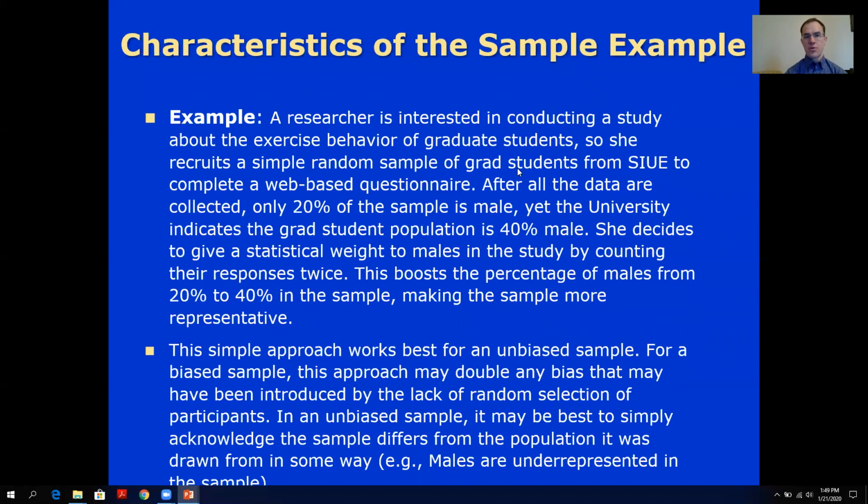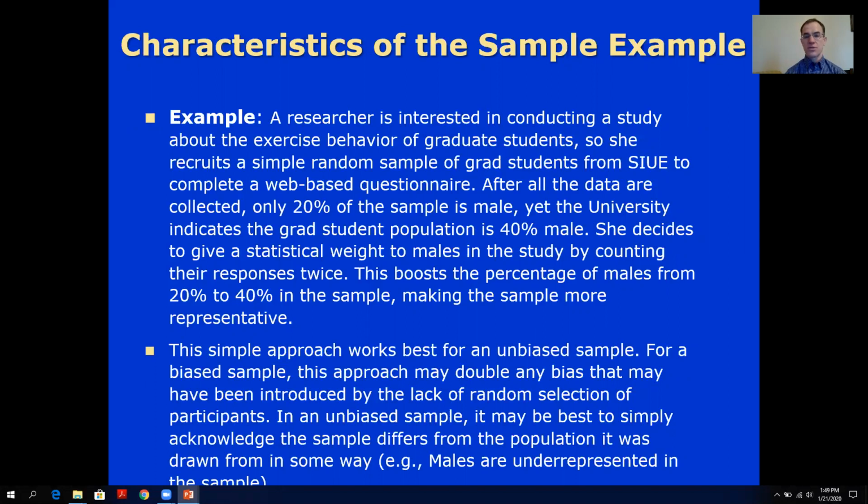So here's an example of the characteristics of the sample. Let's say a researcher is interested in conducting a study about the exercise behavior of graduate students. So she recruits a simple random sample of grad students from SIUE to complete a web-based questionnaire. Now, after all the data are collected, only 20% of the sample is male, yet the university indicates the grad student population is 40% male. She decides to give a statistical weight to males in the study by counting the responses twice. This boosts the percentage of males from 20% to 40% in the sample, making the sample more representative.